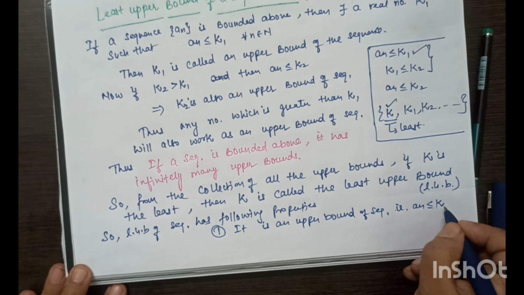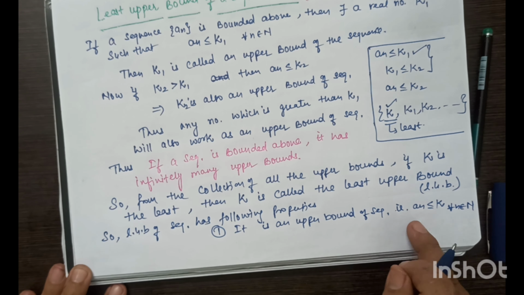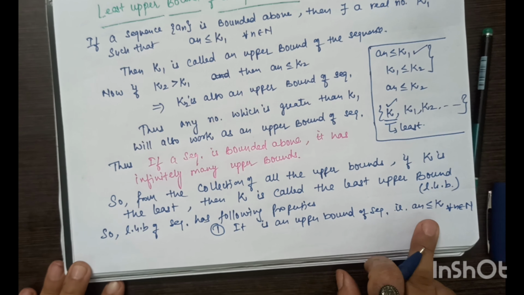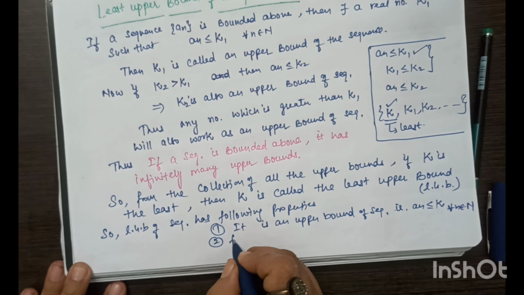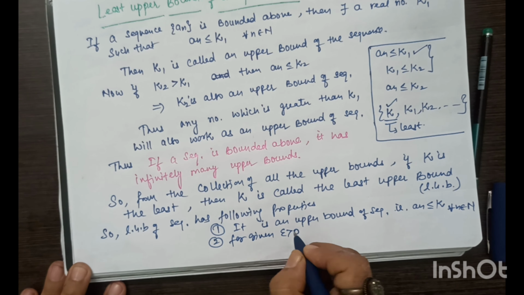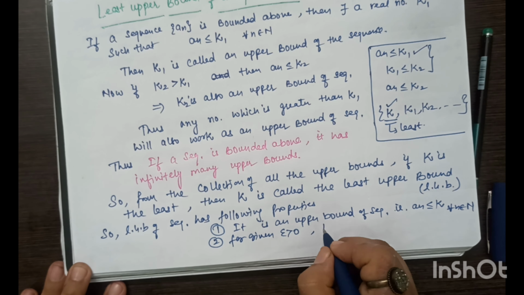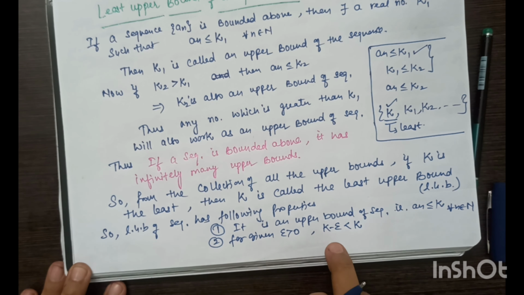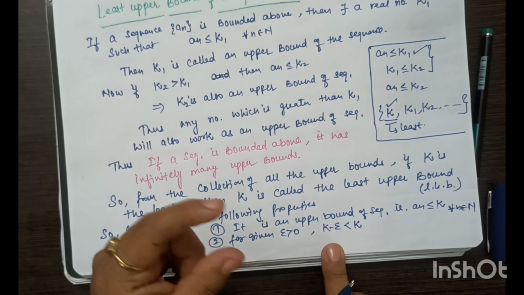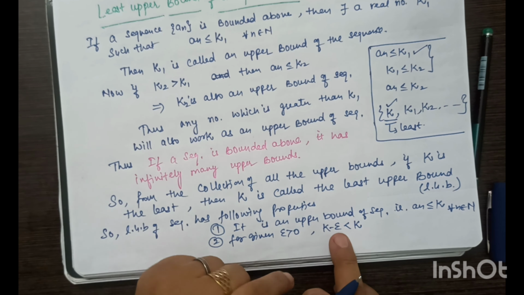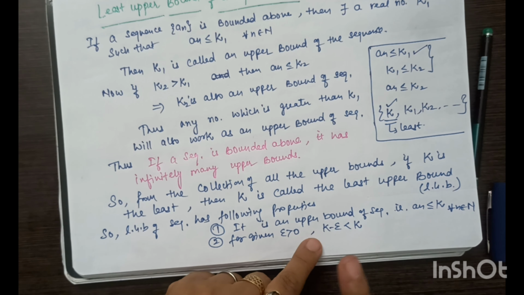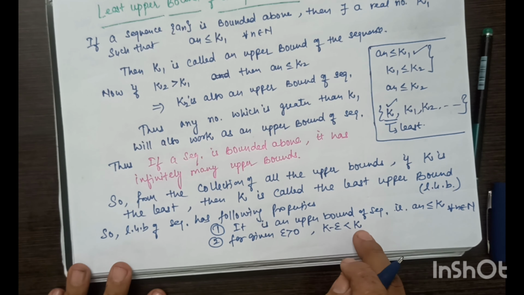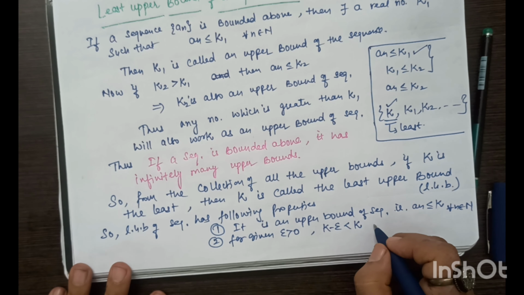That is, every term of the sequence will be less than or equal to this value, a_n less than or equal to k for every natural number. Secondly, if I take epsilon positive, k minus epsilon will be a lesser quantity because epsilon is a positive quantity. k minus epsilon is very minutely less than k, and we will say that this lesser value of k will not serve as an upper bound of the sequence, then k will be the least, right?